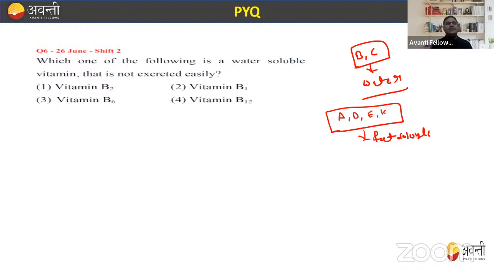Now in this question they are asking which of the following is a water soluble vitamin that is not excreted easily, जो जल्दी से बाहर नहीं निकलता. So out of these three, vitamin B12, right? Vitamin B12 is the water soluble vitamin that is not excreted easily. So the correct option for this question is vitamin B12.